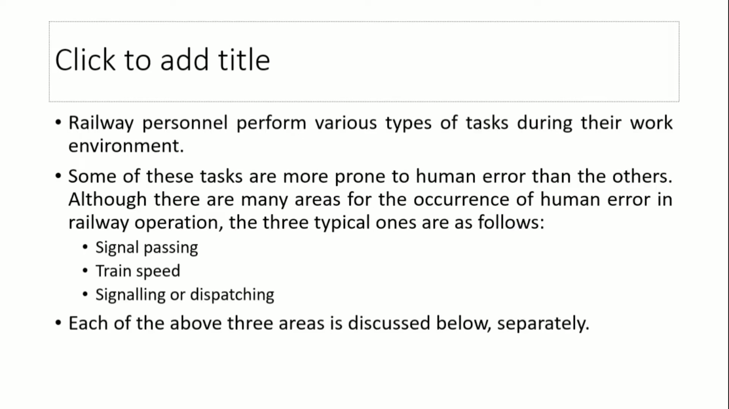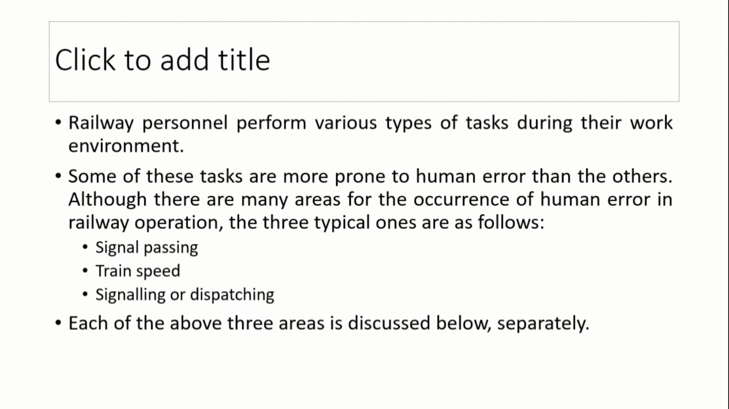So railway personnel perform various types of tasks during their work. Some of these tasks are more prone to human error than others. So in the railway system, the personnel or staff basically have their own tasks. Engineer doing their engineering punya task, dispatcher ada dia punya task sendiri, and then apa lagi, train driver ada dia punya task sendiri.